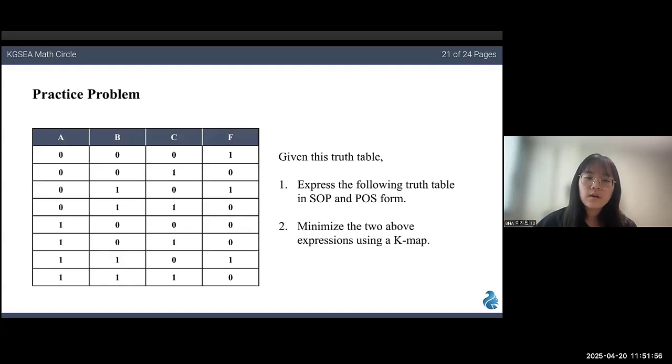So let's solve a practice problem. So given this truth table, the first question is to express the following truth table in SOP and POS form. And the second question is to minimize the 2 above expressions using a K-map. So I'll give a moment to read the questions and the truth table.